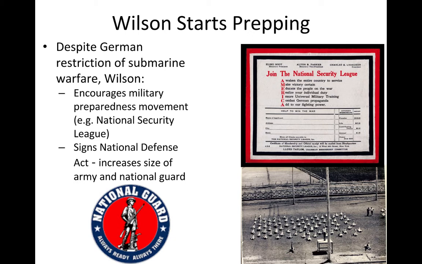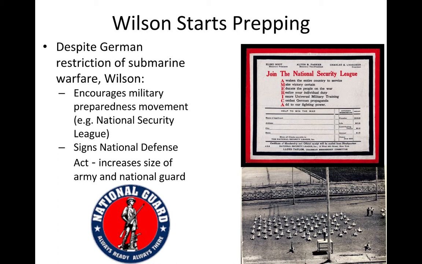Okay, so despite the fact that the Sussex Pledge did place a restriction on submarine warfare, Wilson still is making some efforts to get ready in case there is war. So this is another reason why we're getting closer to war, even if it doesn't immediately happen. It seems like at first Wilson was very dead set on neutrality, but after the Lusitania, at the very least we could call Wilson's approach one of preparedness, not one of neutrality.